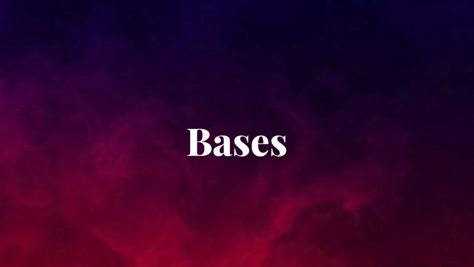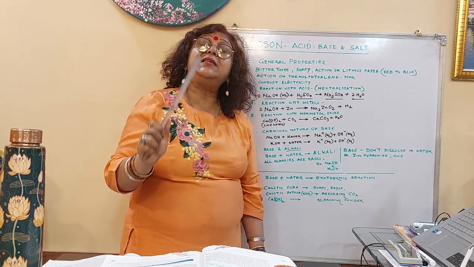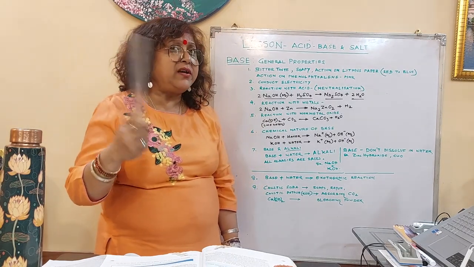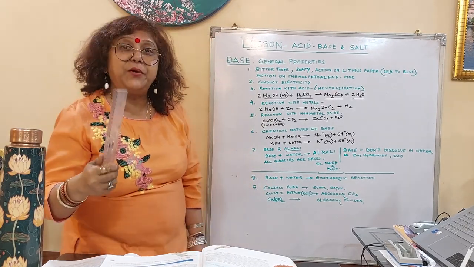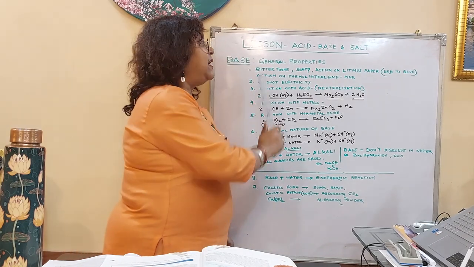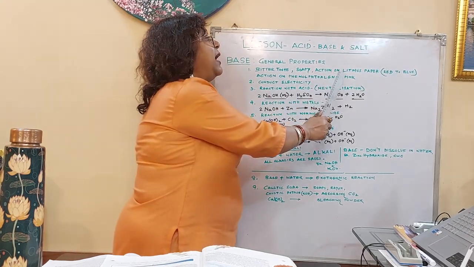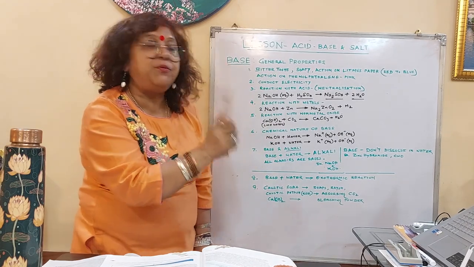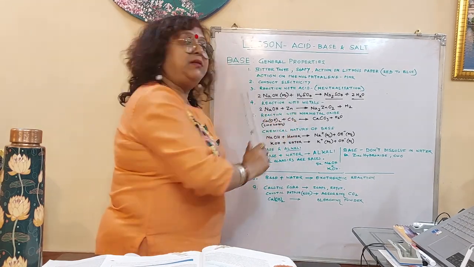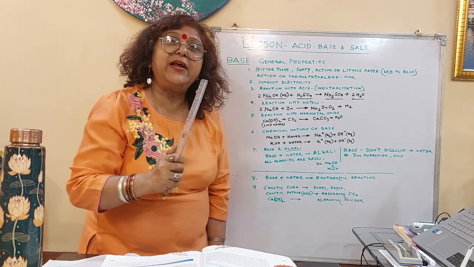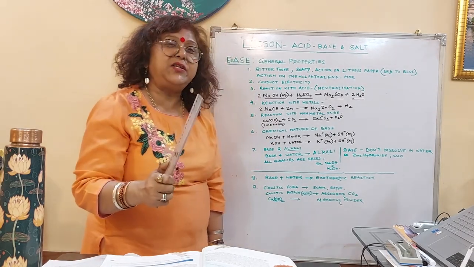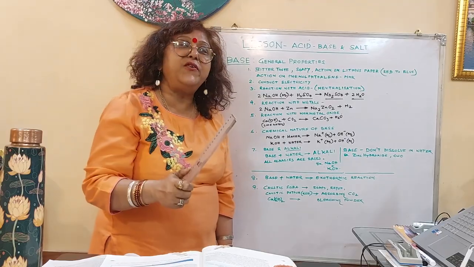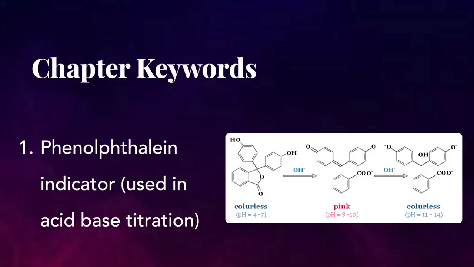Now base, this you have done in your previous lesson, class 7, a recap. What are the general properties of bases which you have studied? Bases have a bitter taste, bases are soapy to touch, bases act on litmus paper, they turn red litmus blue. Bases with phenolphthalein give a pink color. Here a very good reaction is between HCl and NaOH. The teacher should perform this for you using the indicators to see how the pink color is obtained and how it becomes colorless when the products are formed, because phenolphthalein is colorless in an acidic solution.